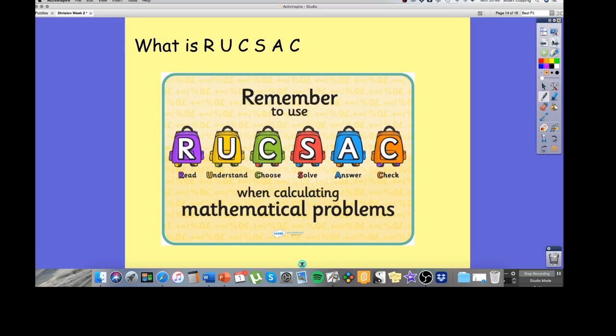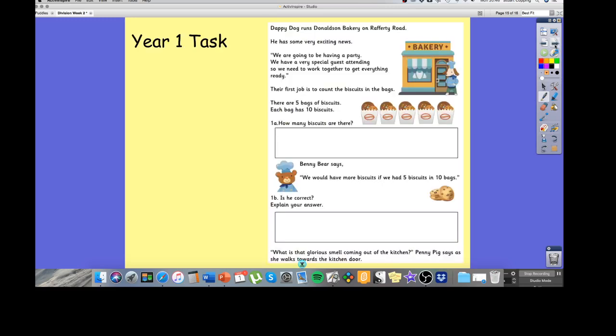So first of all, let's remind ourselves what RUCSAC actually is. The R stands for reading the problem. The U stands for understand or underline the key parts of the problem. C means choose, which means we're going to choose whether to multiply or divide. S, solve, we're going to use our resources to solve the answer. A, write down the answer. And C, check.